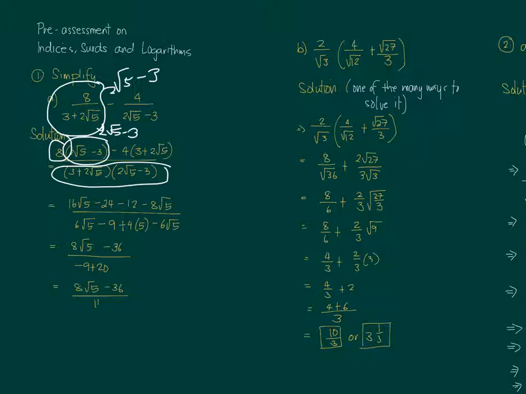Some people would say just cross multiply, although that's not mathematically correct. What is actually happening here is you're trying to make the denominator like this. So to get that, you have to multiply the numerator by 2 square root of 5 minus 3, and also the denominator by 2 square root of 5 minus 3.